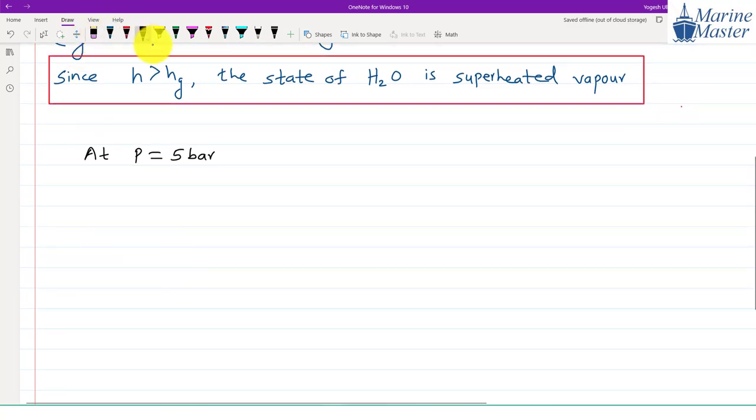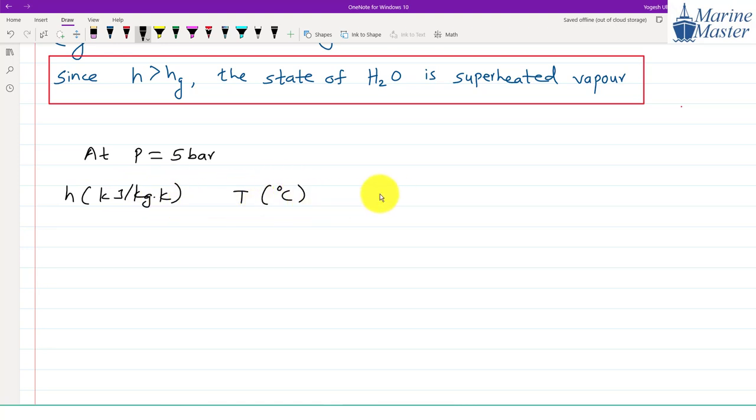The table consists of a total of 3 parts. The first part is enthalpy, in kilojoule per kg. Then we have to find out temperature, which is in degree Celsius. And then we have to find out entropy, which will be in kilojoule per kg Kelvin, guys. So this is the table, consisting of 3 parts.